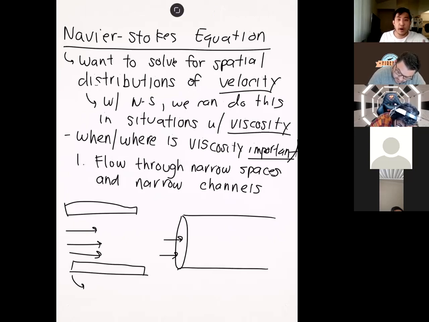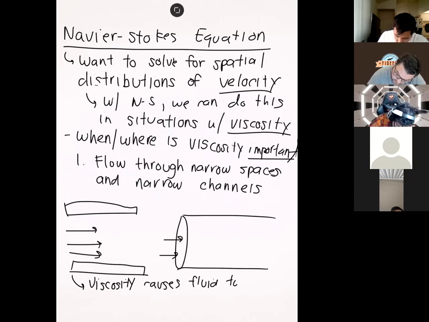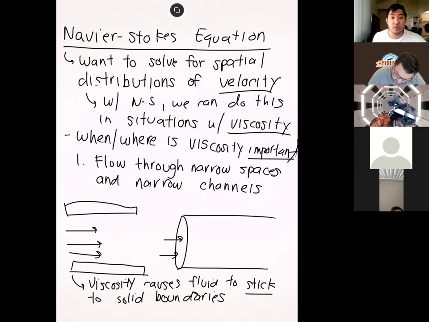And so why are these situations big on viscosity? Remember, the big thing that viscosity will do is cause fluid to stick to solid boundaries. If you remember in potential flow, we were ignoring this. With flow around a cylinder, we were assuming that the flow is just going to go right past the cylinder.